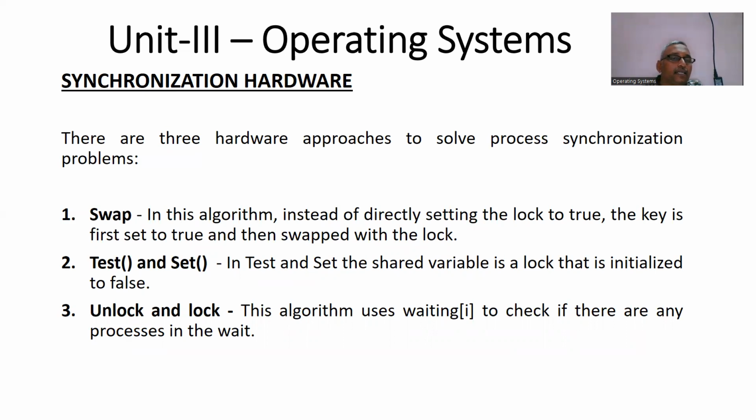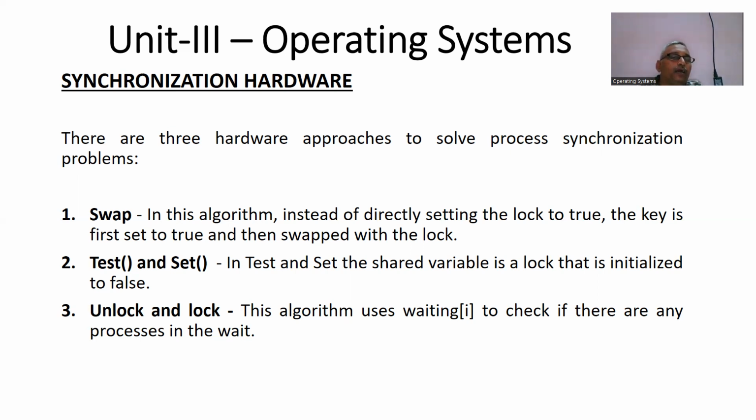First one, test and set. In test and set, the shared variable is a lock that is initialized to false. The algorithm returns whatever value is set to it and sets the lock to true. Mutual exclusion is ensured here as till the lock is set to true, other processes will not be able to enter and the loop continues. However, once one process is completed, any other process can go in, so no queue is maintained.